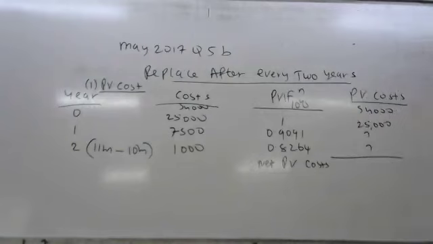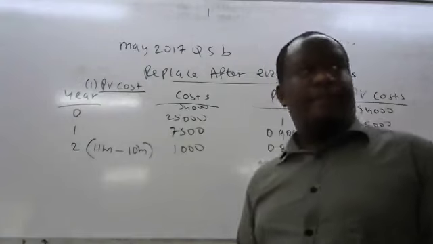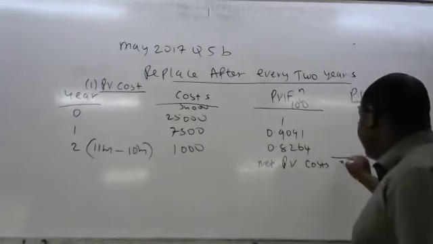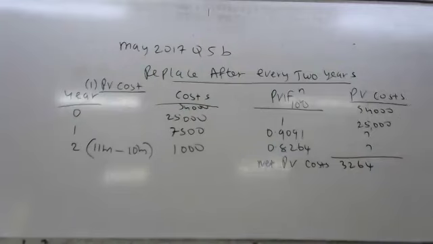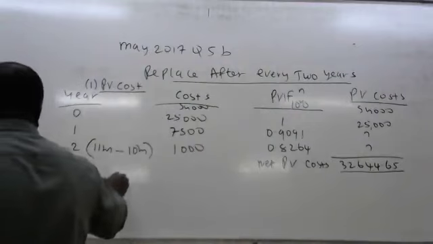So how much is that present value cost? We are getting a total of 32. So we get the annuity cost for that.